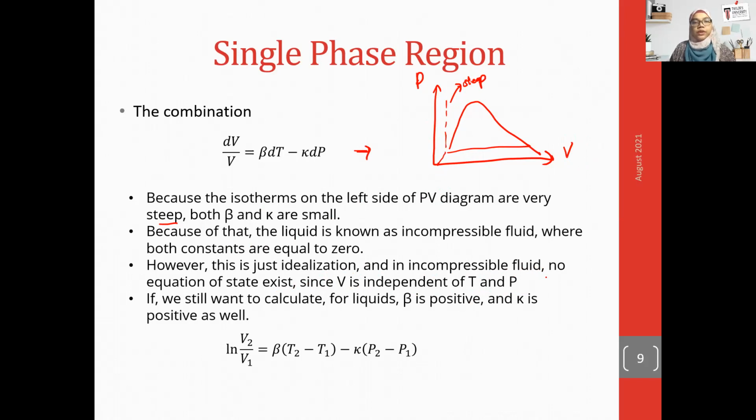But if we still need to calculate for the liquid, beta is positive and kappa is positive as well. We can calculate based on the difference between the temperature and pressure. Because if you still remember, we have the solid here and we have the solid plus liquid here. So for the liquid, we can calculate it based on the difference in temperature and also the difference in pressure.